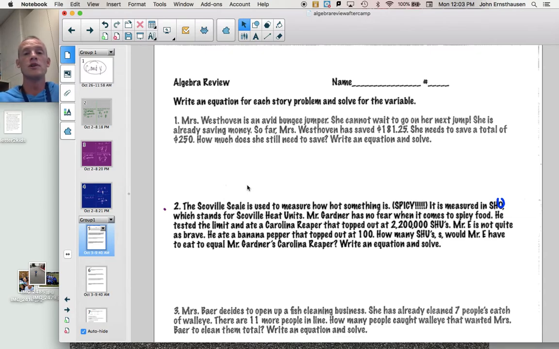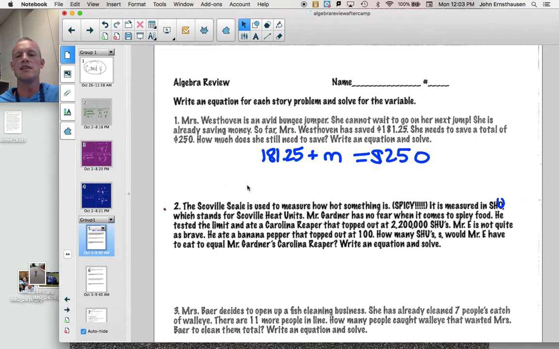So my first clue to you is this. You are going to push the big number all the way to the right. If you push the big number to the right, it's going to force you to write the equation. Now think about this. She's already saved $181.25 plus whatever money she still needs, and now we would do the inverse in order to solve this.